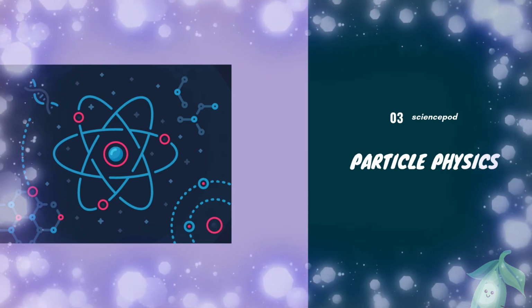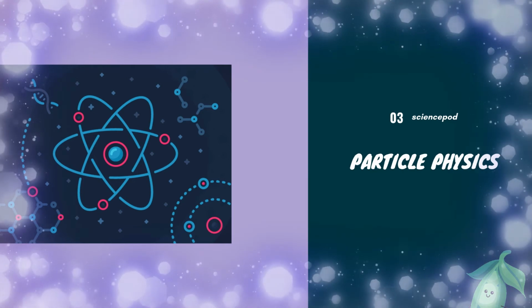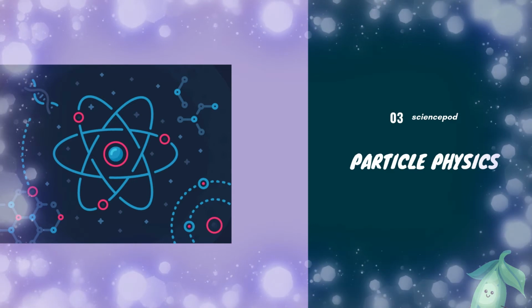The charge of a proton is 1.6 times 10 to the minus 19 coulombs. And of course, since the electron has the opposite but equal charge, it's negative.